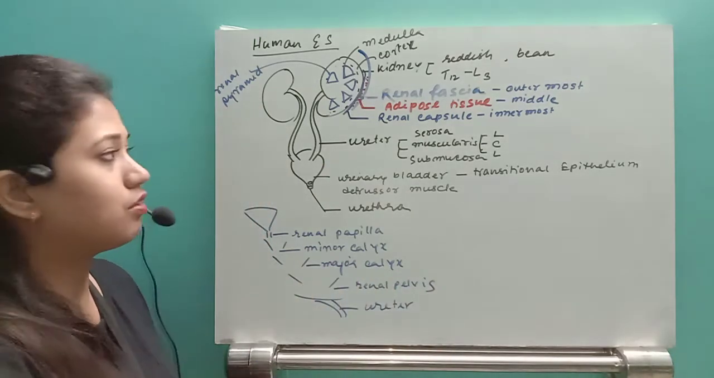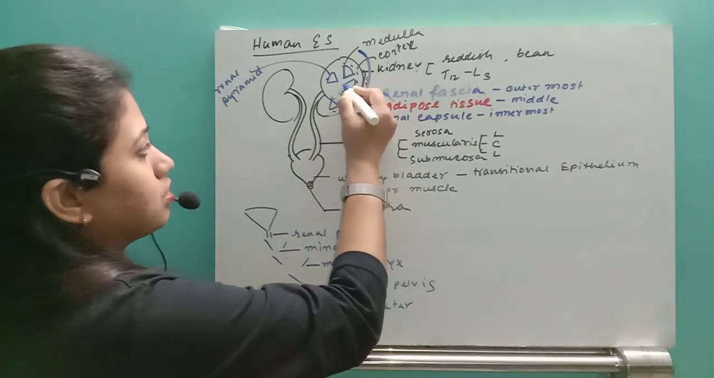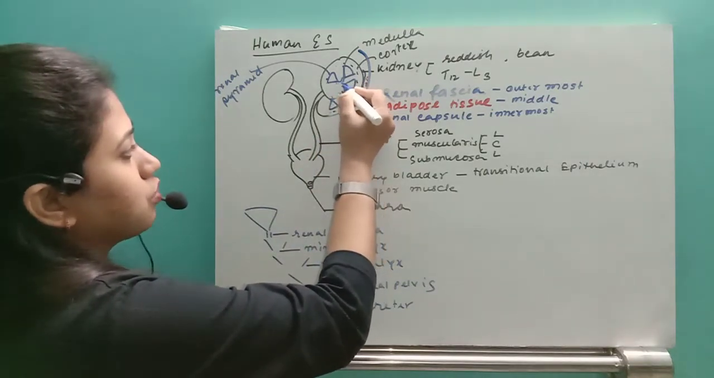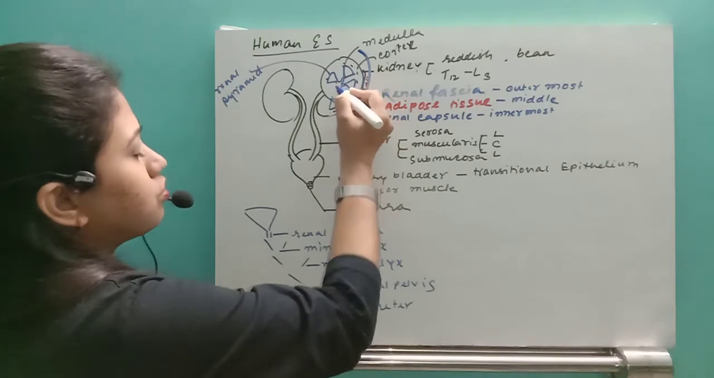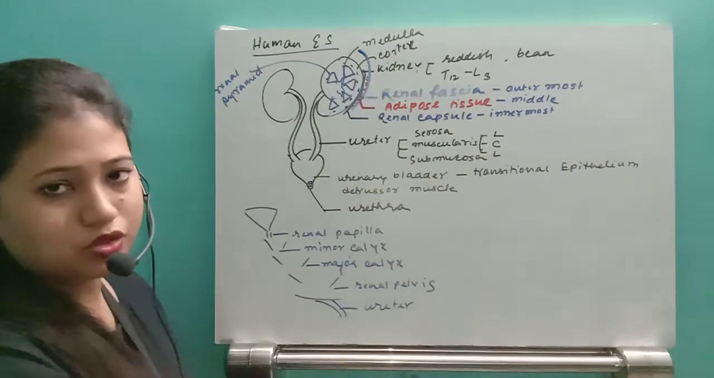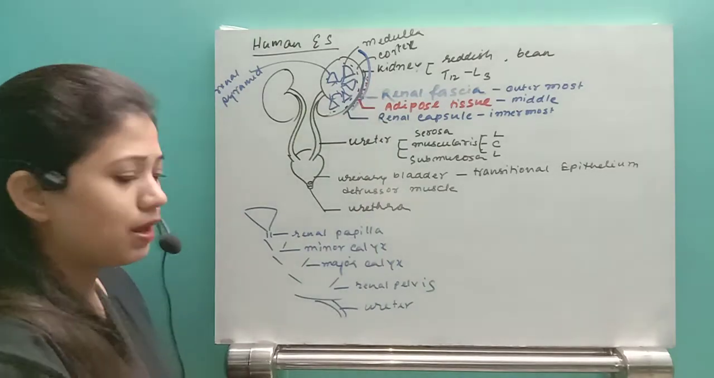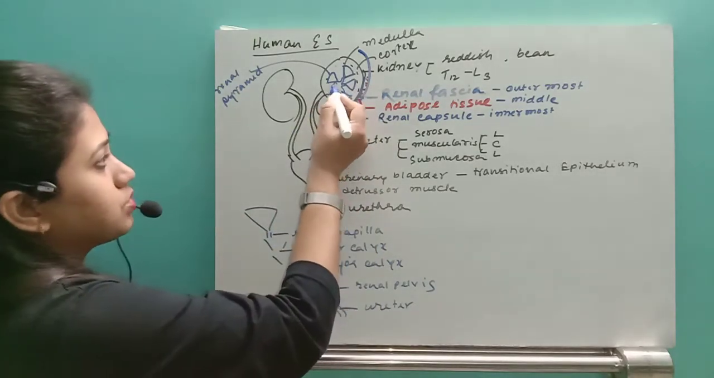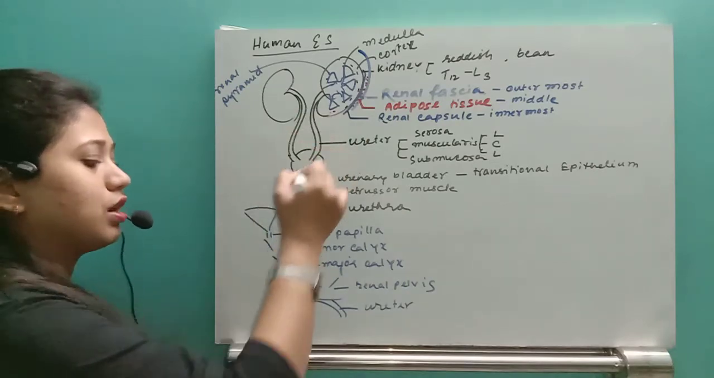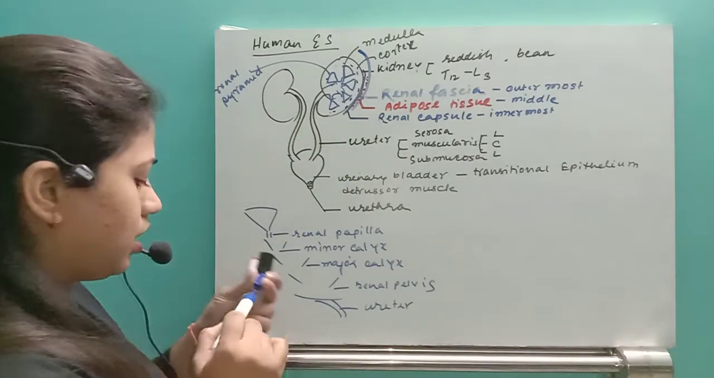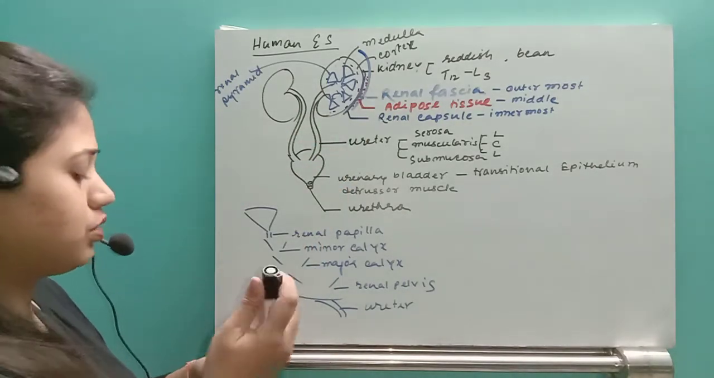Okay, so this way the different ducts, 2 of them, 3 of them, will join to form minor calyces, 2 or 3 of the minor calyces join to form the major calyces, then all of the major calyces will join to form the renal pelvis, and eventually the renal pelvis comes outside, and that will be called the ureter.